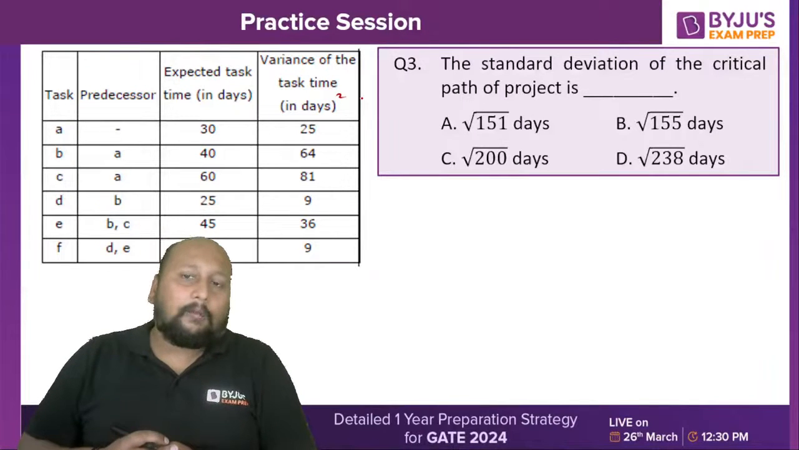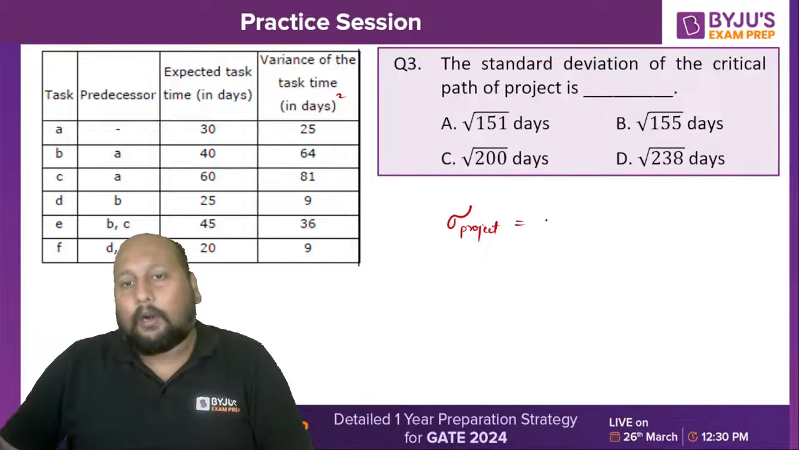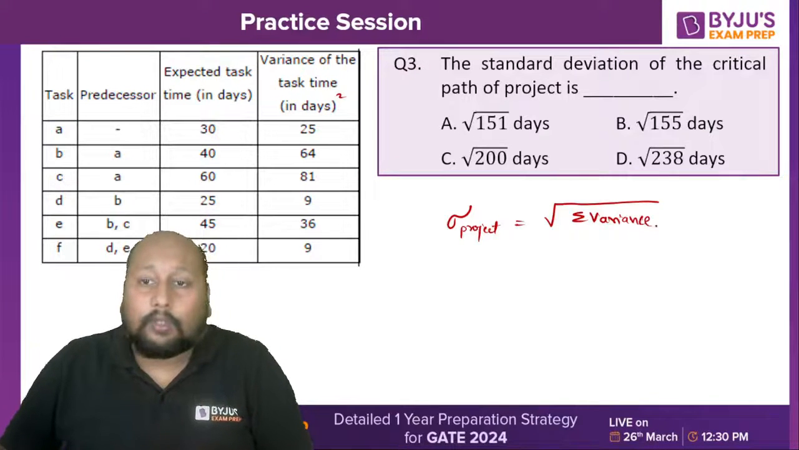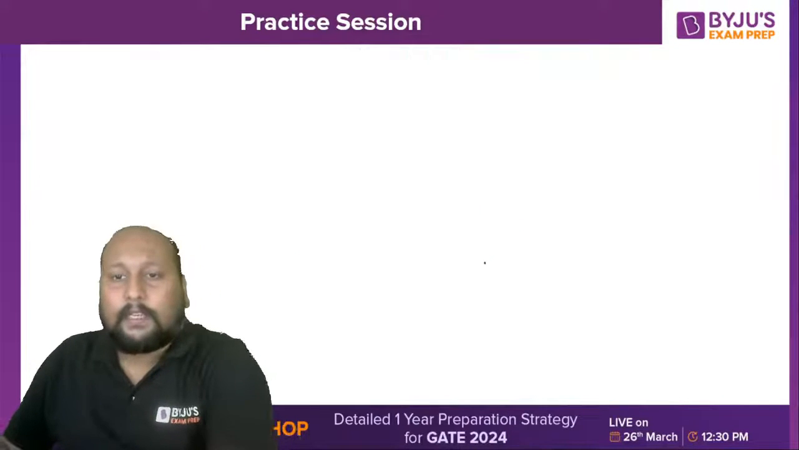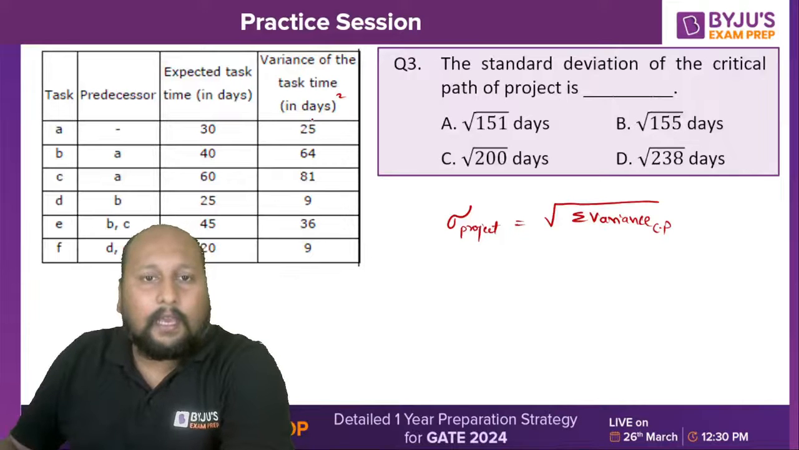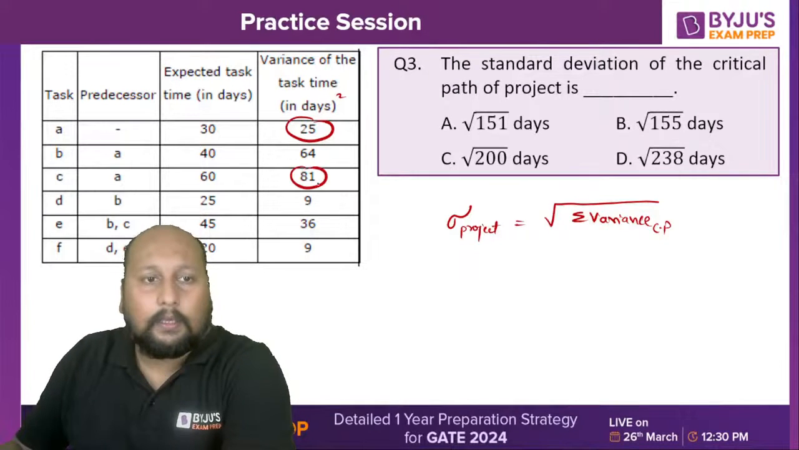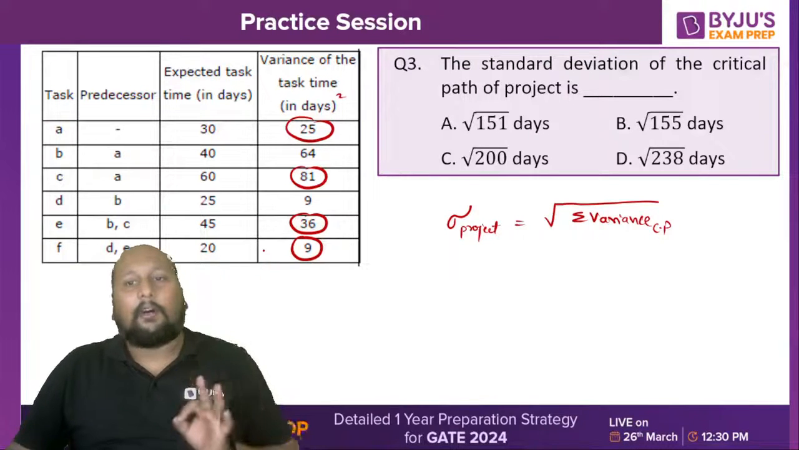Now, how can we calculate the standard deviation? If I want to calculate the standard deviation of the project, that will be simply equal to the square root of the summation of the variances, and of which activities? Those lying on the critical path. Already we have seen that there are 4 activities, A, C, E, F. These 4 tasks are lying on the critical path.